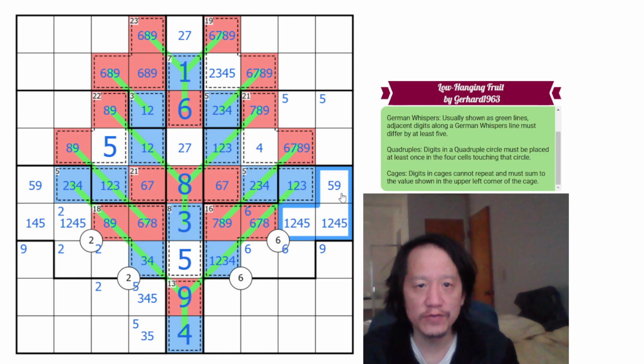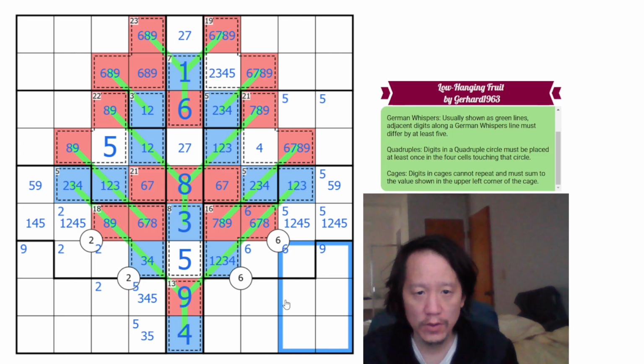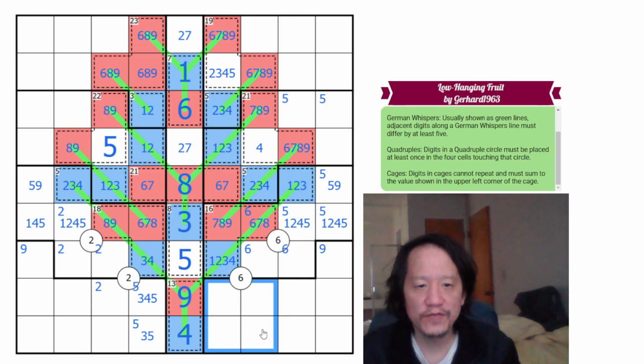We know the 5 in this region has to be one of these 3. So therefore, we have a 5 in columns 8 and 9, and another 5 in columns 8 and 9. The rest of columns 8 and 9 cannot contain a 5. We know the 5 is one of these 4. The 5 has to be one of these 2 then. So 5 is one of these 2, 5 is one of these 4.